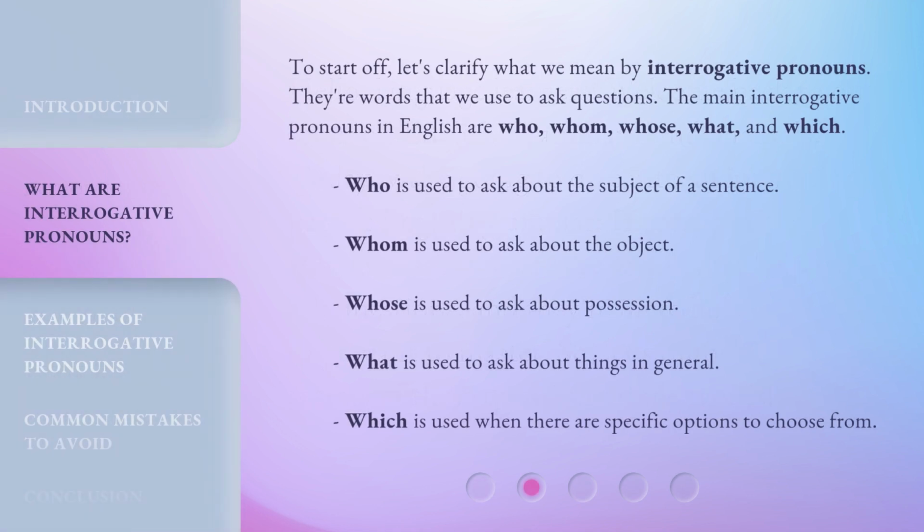To start off, let's clarify what we mean by interrogative pronouns. They're words that we use to ask questions. The main interrogative pronouns in English are who, whom, whose, what, and which. Who is used to ask about the subject of a sentence. Whom is used to ask about the object.